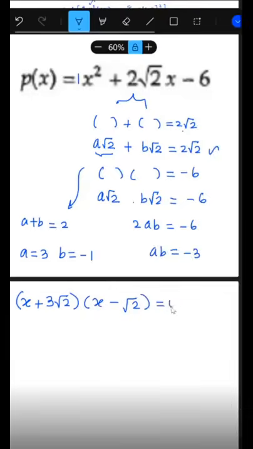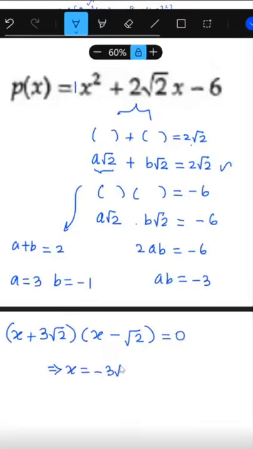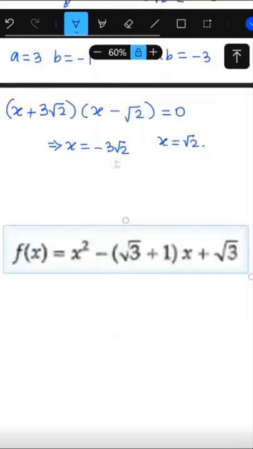Now if you equate it to 0, x becomes minus 3 root 2 and x becomes root 2. These are the two roots. We'll discuss one more question.